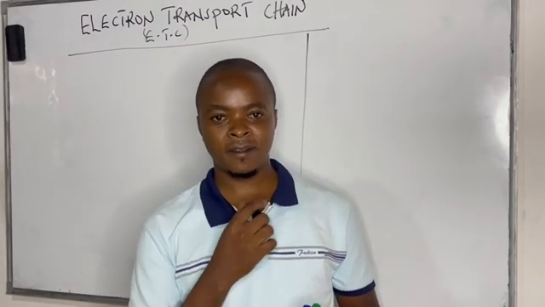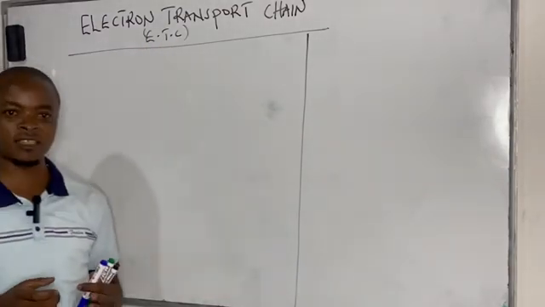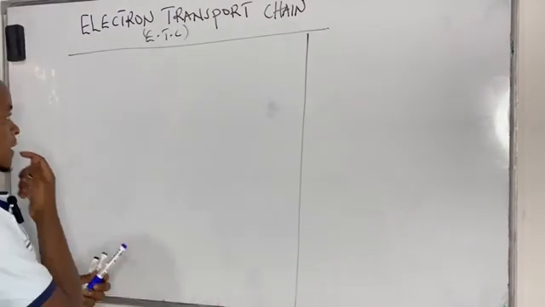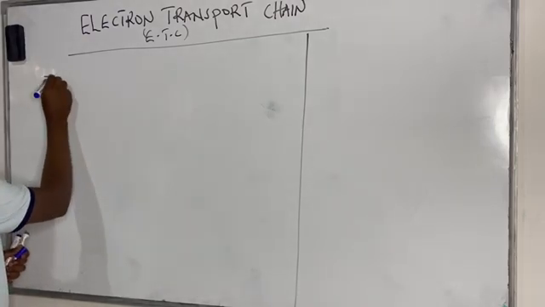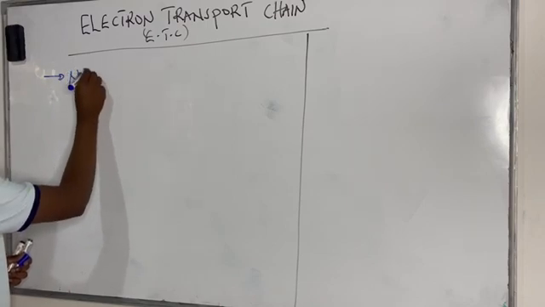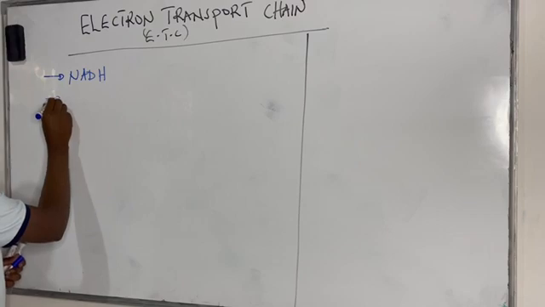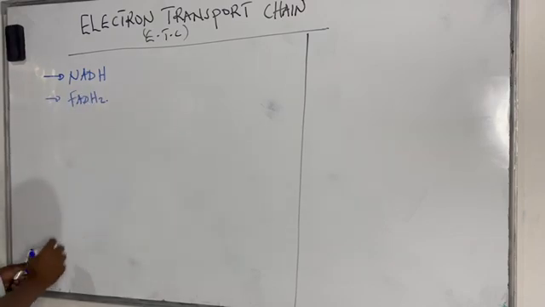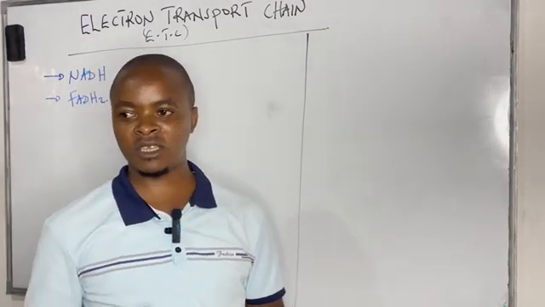Let's get started. The electron transport chain, as we have seen, is the final stage whereby products of glycolysis and the Krebs cycle are used. In this process, the end products we mostly feed into the electron transport chain are NADH and FADH2. These are the products from glycolysis and the Krebs cycle.